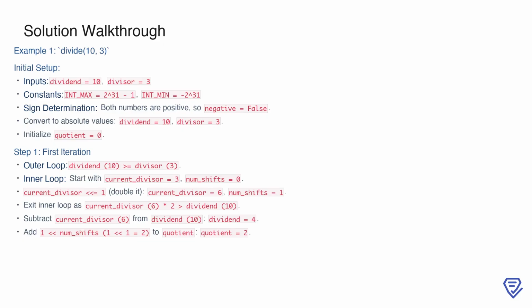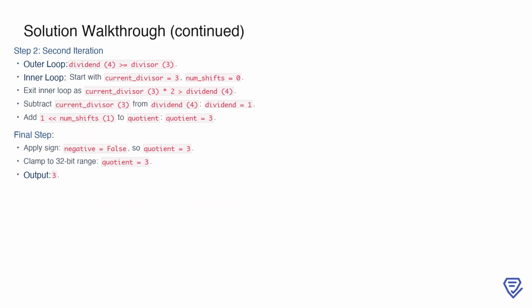Back in the outer loop, we subtract the current divisor, which is 6, from the dividend, reducing it to 4. We then add 1 shifted left by number_shifts, which is 1, to the quotient, making the quotient now equal to 2. Next, we proceed to the second iteration. The dividend is now 4, which is still greater than or equal to the divisor, 3, so we continue.